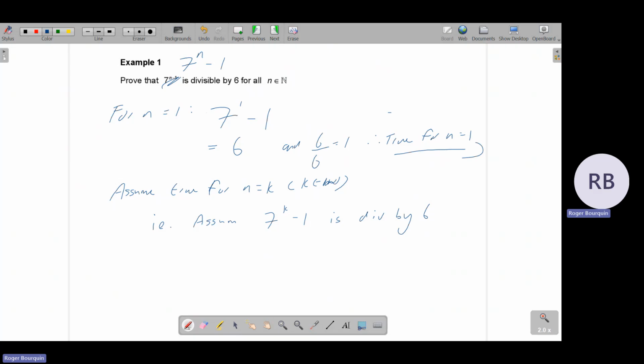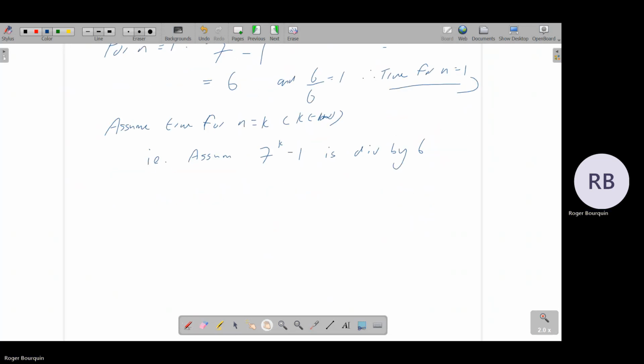So if 7^k minus 1 is divisible by 6, okay, I'm assuming that 7^k minus 1... wait, no, we've still got to work with our assumption. Unlike the previous one, we've got to change our assumption into math and manipulate that. So we're assuming 7^k minus 1, what are we dividing by?